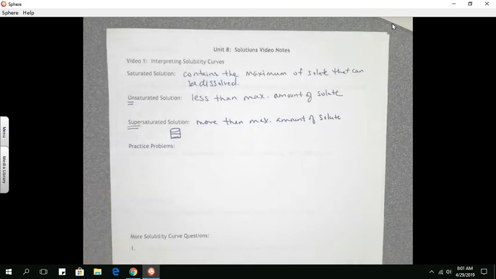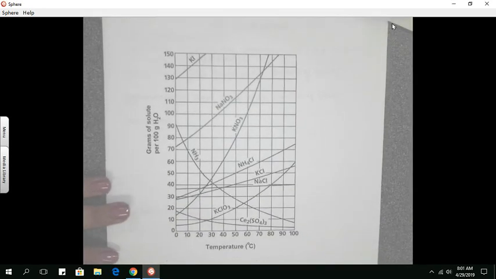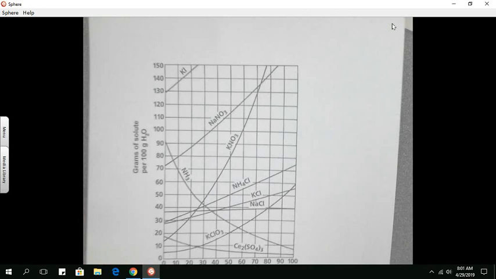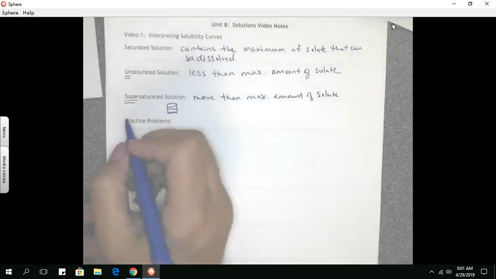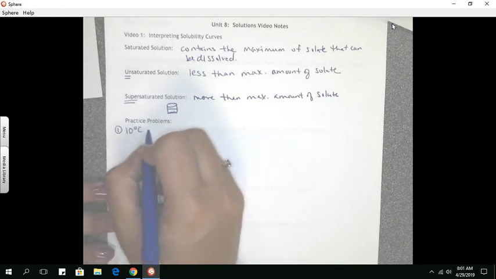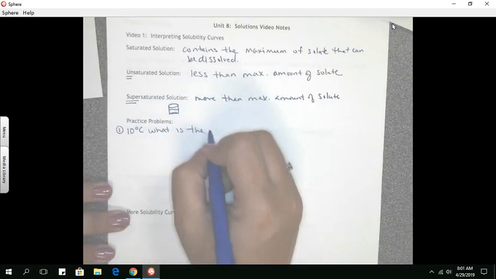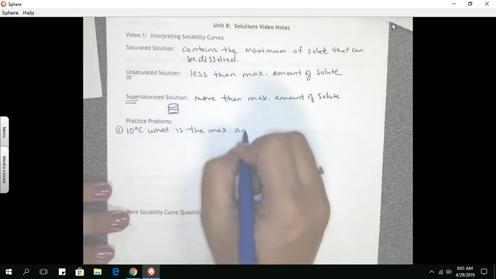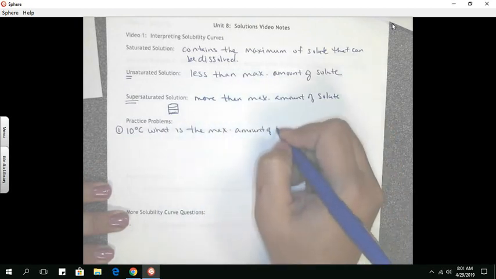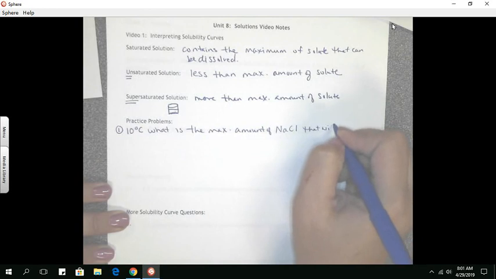All right, so let's look at some practice problems. So in your packets, you'll have a graph which looks like this. You should flip through your packet to find this graph. We'll be utilizing it today. Alright, so for our first practice problem question, we're going to look at this one, 10 degrees Celsius. At 10 degrees Celsius, what is the maximum amount of solute? In this case, our solute is going to be sodium chloride. That will dissolve.